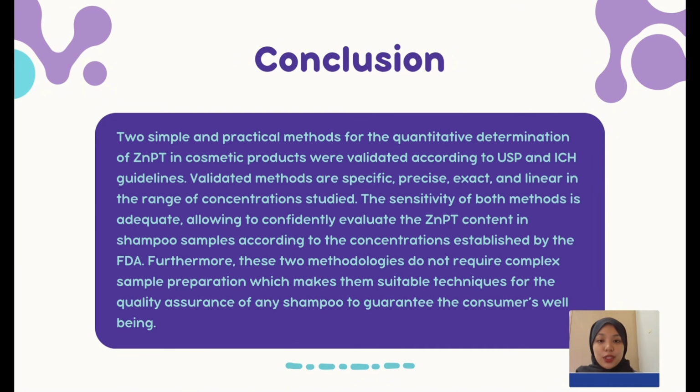Based on our research paper, 2 simple yet practical methods were successfully validated for quantitative determination of zinc PT in cosmetic products. The methods followed USP and ICH guidelines and demonstrated strong specificity, precision, and linearity within the tested concentration range. The sensitivity of both methods was found to be sufficient for routine analysis, particularly in evaluating zinc PT content in shampoo products. These methods comply with FDA concentration limits and do not require complex sample preparation, making them suitable for efficient quality assurance in the cosmetic industry and ensuring consumer well-being.